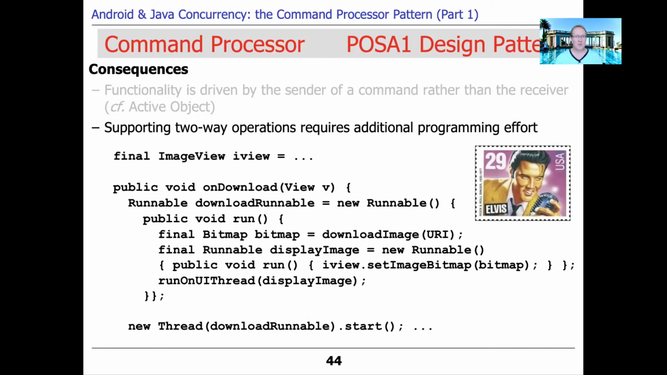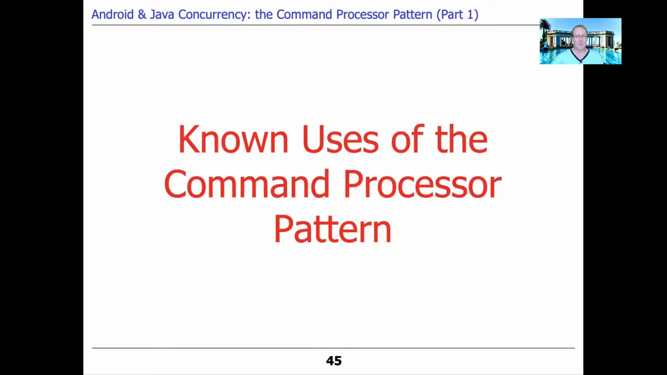Another potential limitation with this pattern is it's primarily good for one-way operations. If you want to do two-way operations where you send something and get a response back, you have to do some additional programming effort if you want to be able to return to sender, with our Elvis Presley stamp metaphor, or meme, here. So two-way communication is harder with this type of approach.